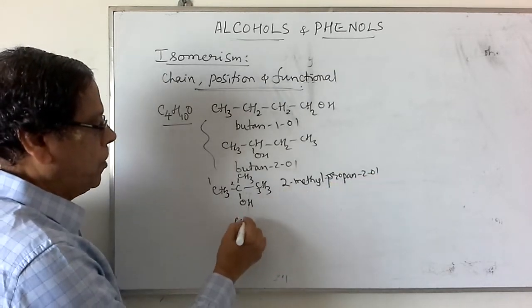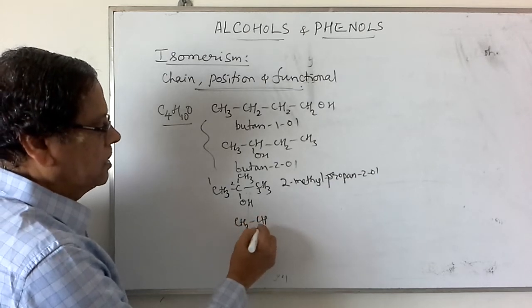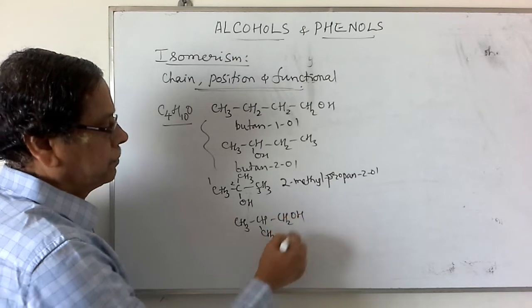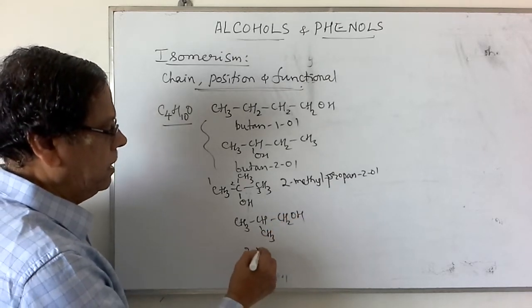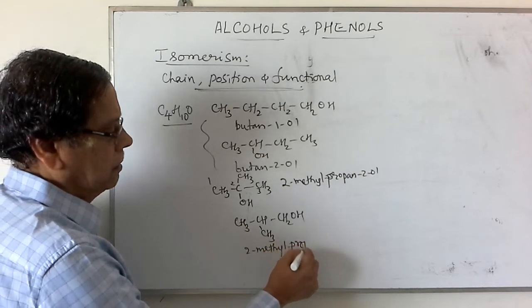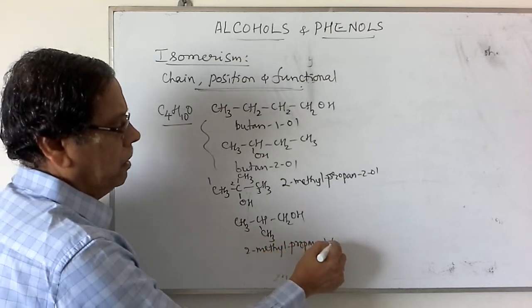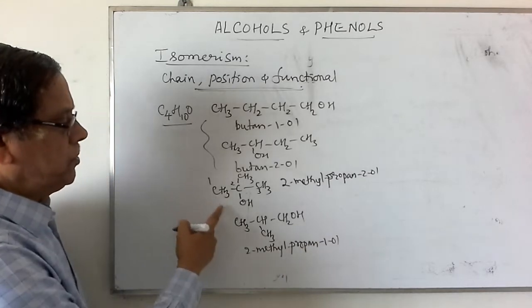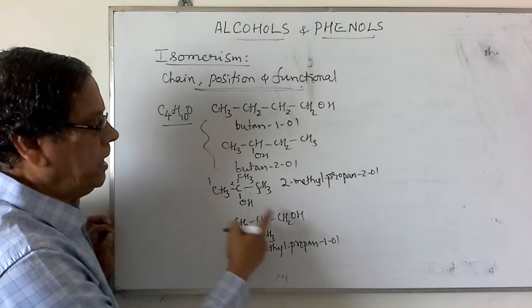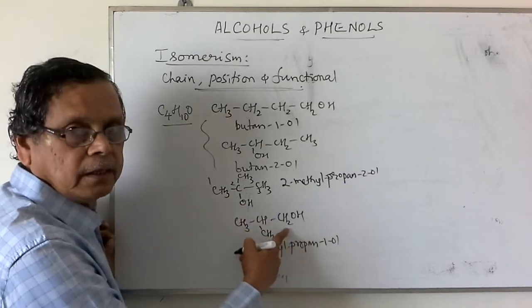There is one more compound, CH3, CHCH3, CH2OH. This is 2-methylpropan-1-ol. Now again you observe these two: the position of the OH group is second in one and the position of the OH group is first in the other.